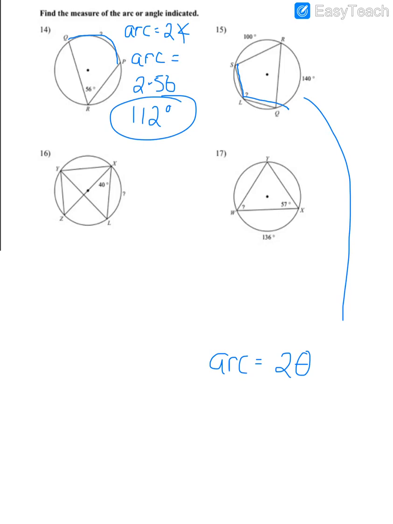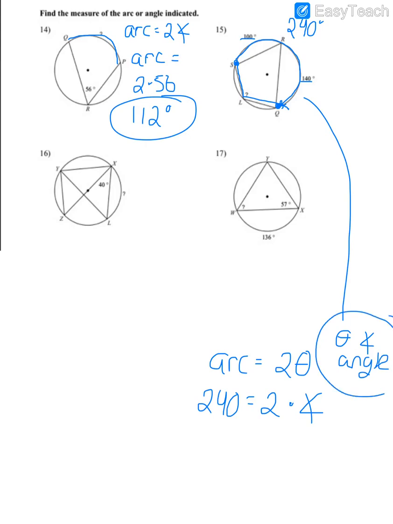And in this case, we know the arc because from here to here, this whole arc is 100 and 140, giving us 240 for the arc. So 240 equals 2 times the angle. Now you can use theta or angle, they both mean angle. So to find the angle, we just have to divide by 2. So our angle should be 120 degrees in that case.